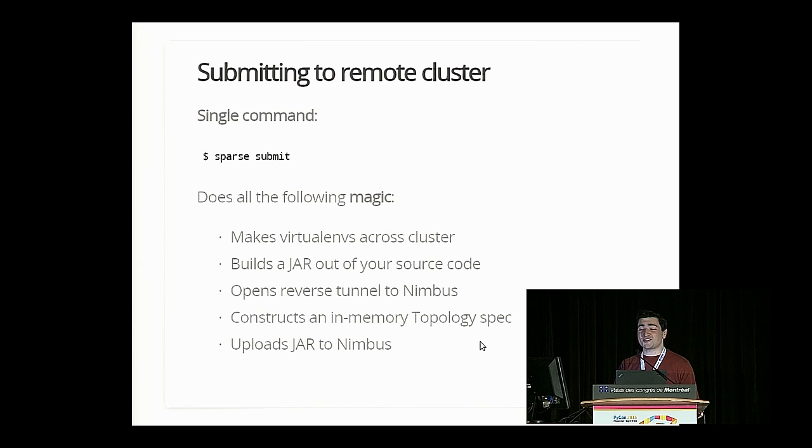So submitting to a remote cluster is just as easy. You just type sparse submit. Magically, it does everything necessary to get your topology up and running on a remote Storm cluster. It makes virtualenvs on every machine in your cluster so that you have isolated dependencies there. It builds a jar out of your source code because that's what Storm requires, unfortunately. It opens an SSH reverse tunnel to your Nimbus node in your Storm cluster, and it talks to your Nimbus node in order to submit your jar there. And all of that basically gets your topology up and running in just a few seconds. So whether you've got a 5-node Storm cluster or a 500-node Storm cluster, you can get your production code going from local to remote in just a few seconds.